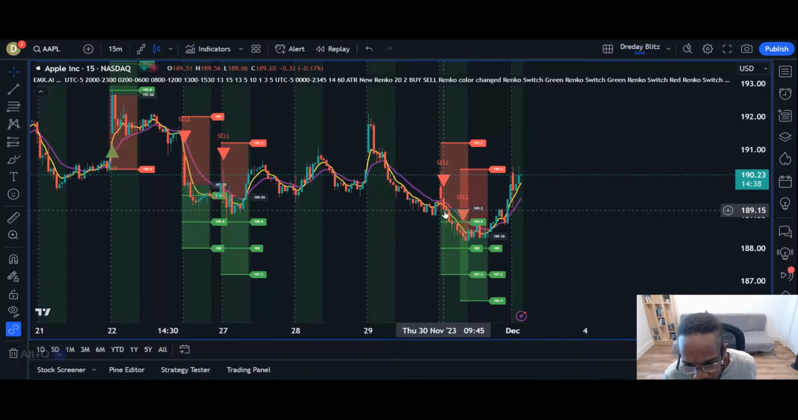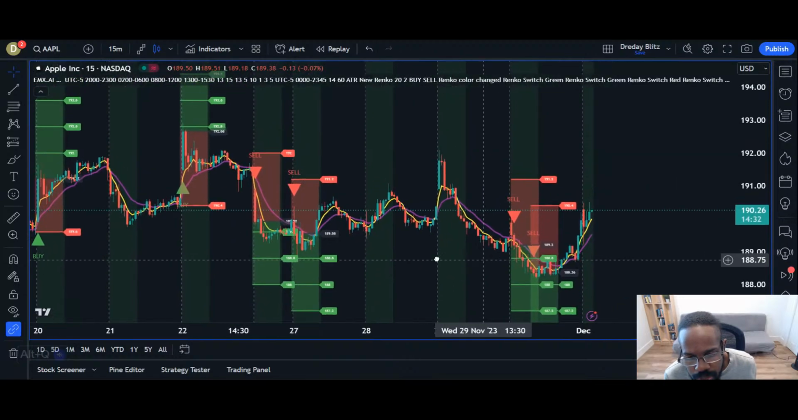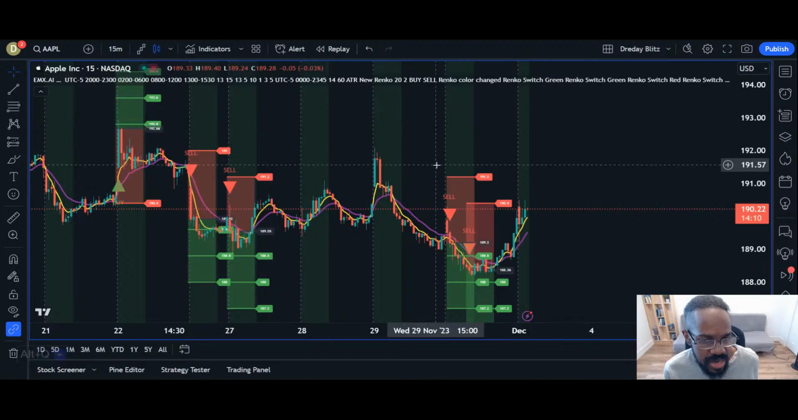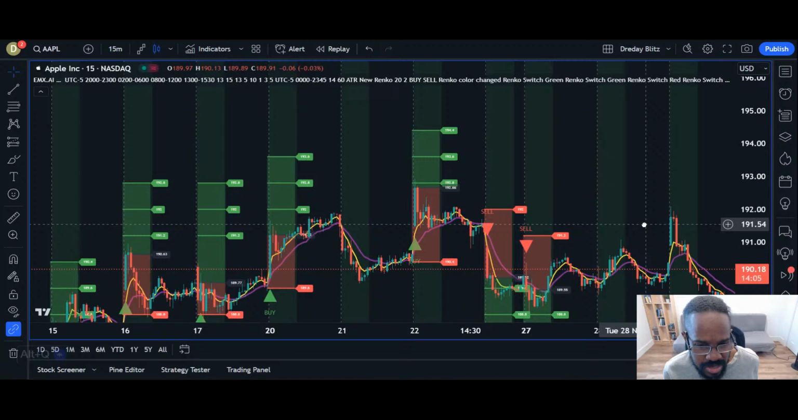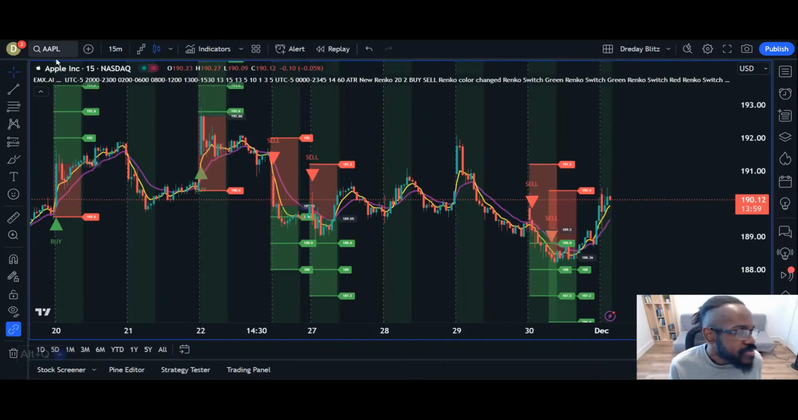You see on Apple, we had a few trades, a few sells. Usually for Apple, if you're trading stocks, I would highly recommend trading off the lower time frame because it's really an intraday type of trading. If you're trading end of week, it's better to put it on a higher time frame and see how it goes. But so far, as you could see, there were a few setups that were good.